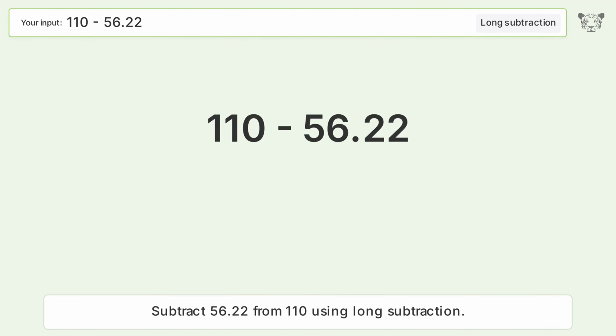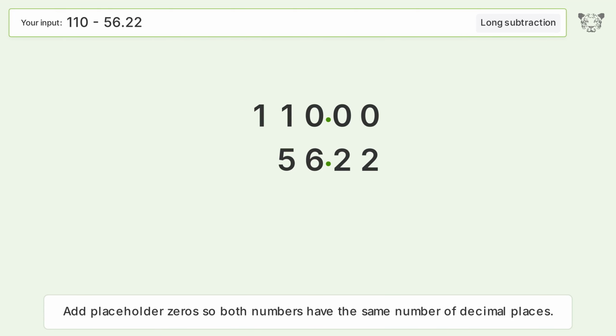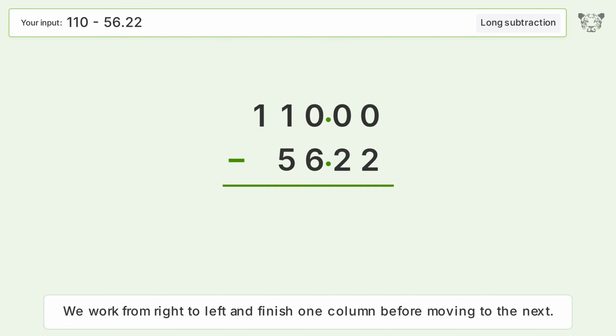Subtract 56.22 from 110 using long subtraction. Line up the decimal points in the same column. Add placeholder zeros so both numbers have the same number of decimal places. We work from right to left and finish one column before moving to the next.